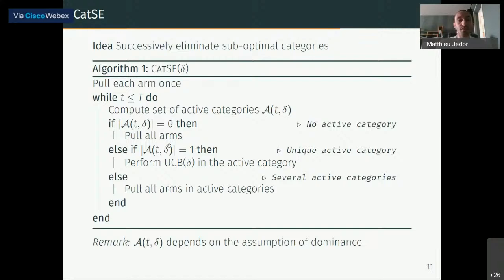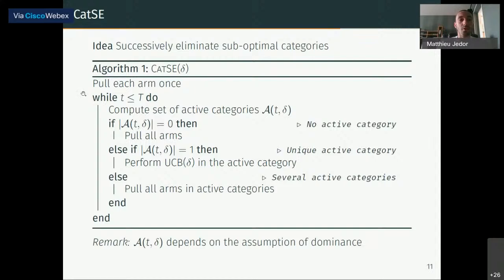If they have a unique category in this set, that means we have found our optimal category, and we will perform the UCB algorithm inside this category. And in the case we have several active categories, we will have to pull all arms in all active categories.